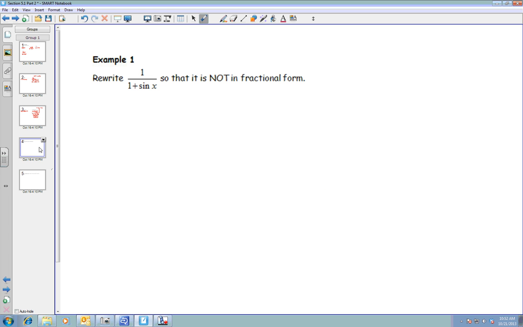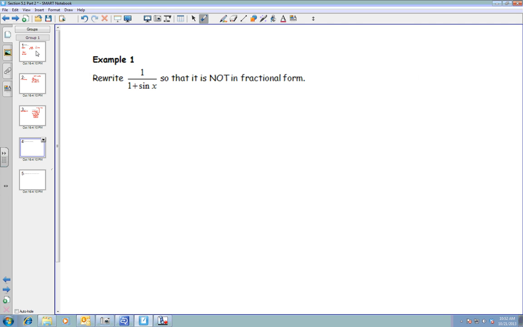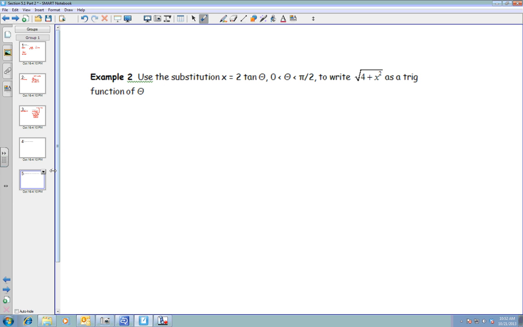Okay, we are going to do examples 1 and 2 in class together tomorrow. You can go ahead and start on part of your assignment, but the ones that you get to that say rewrite so that it's not in fractional form or use the substitution, you'll have to wait until we do these 2 examples together.